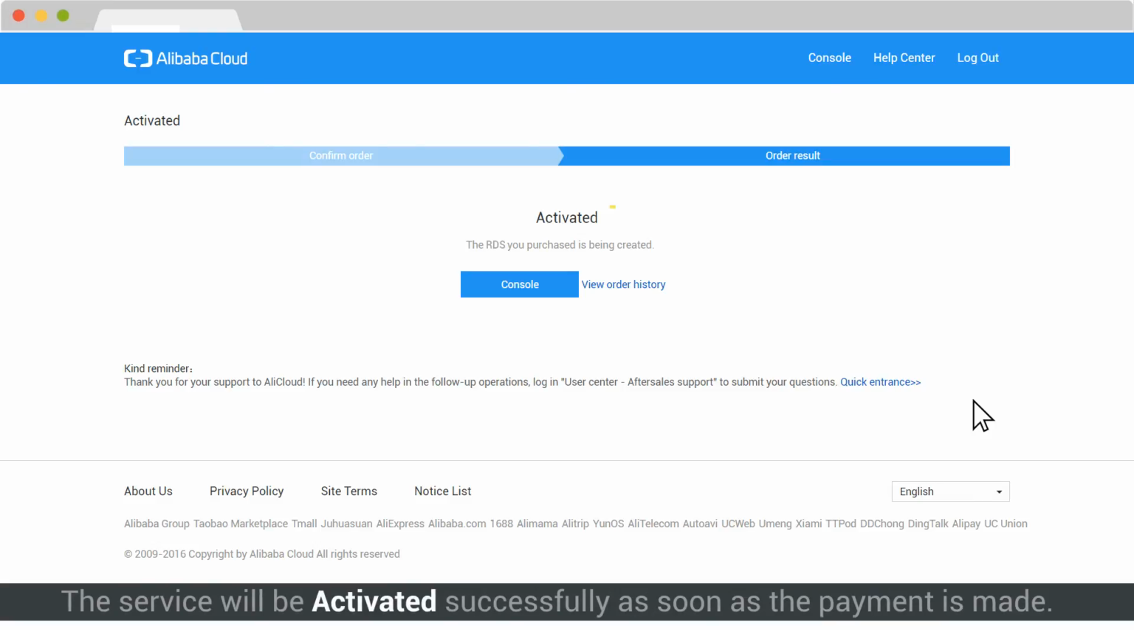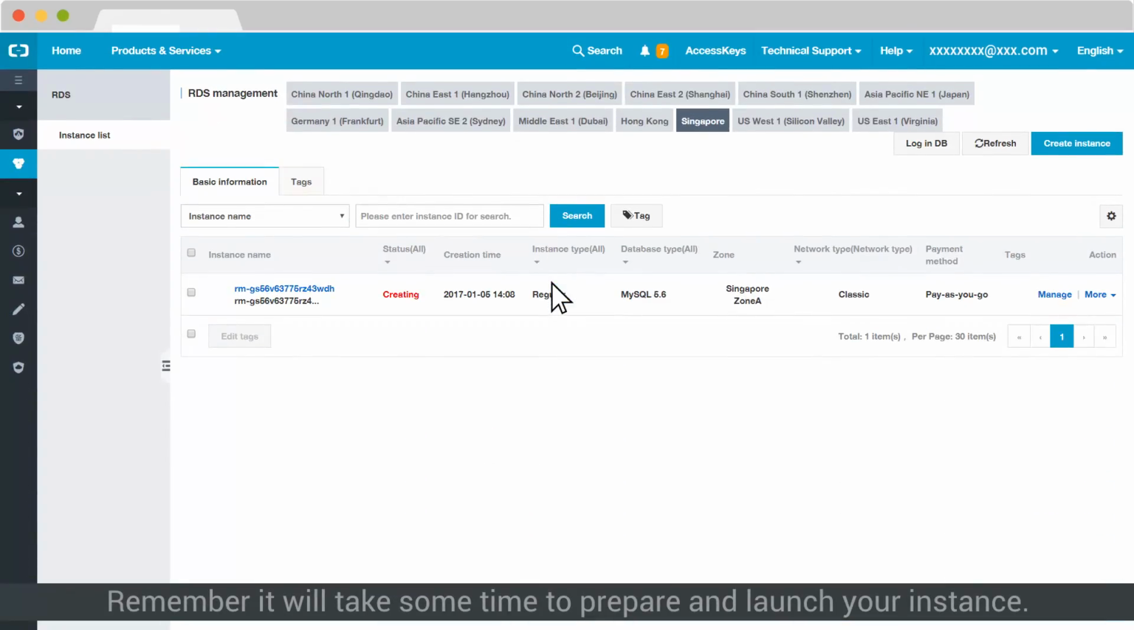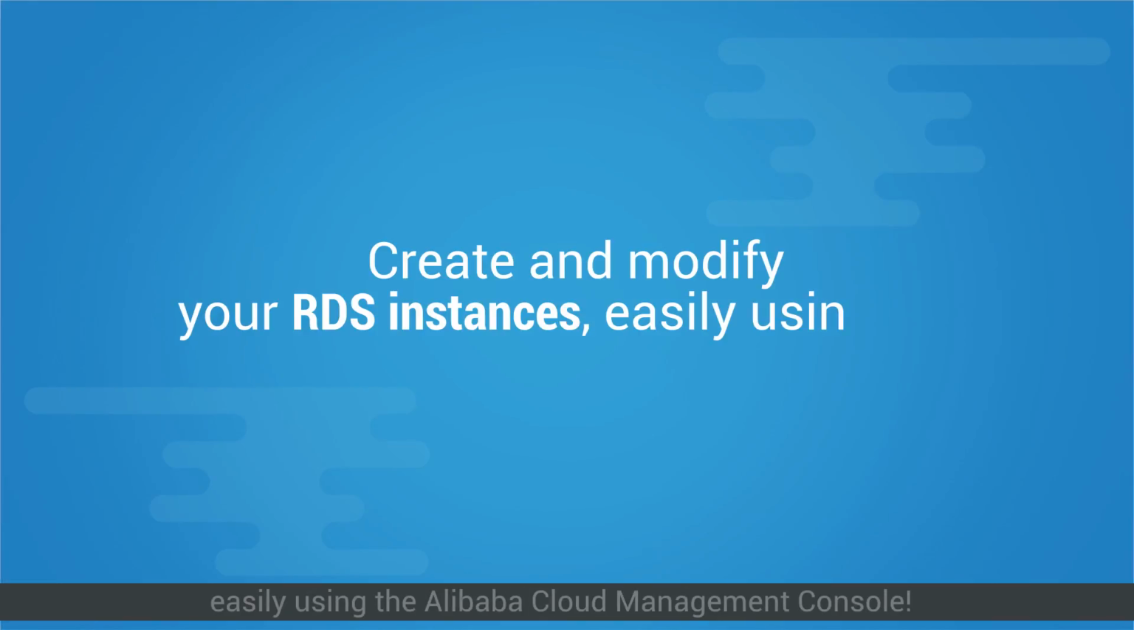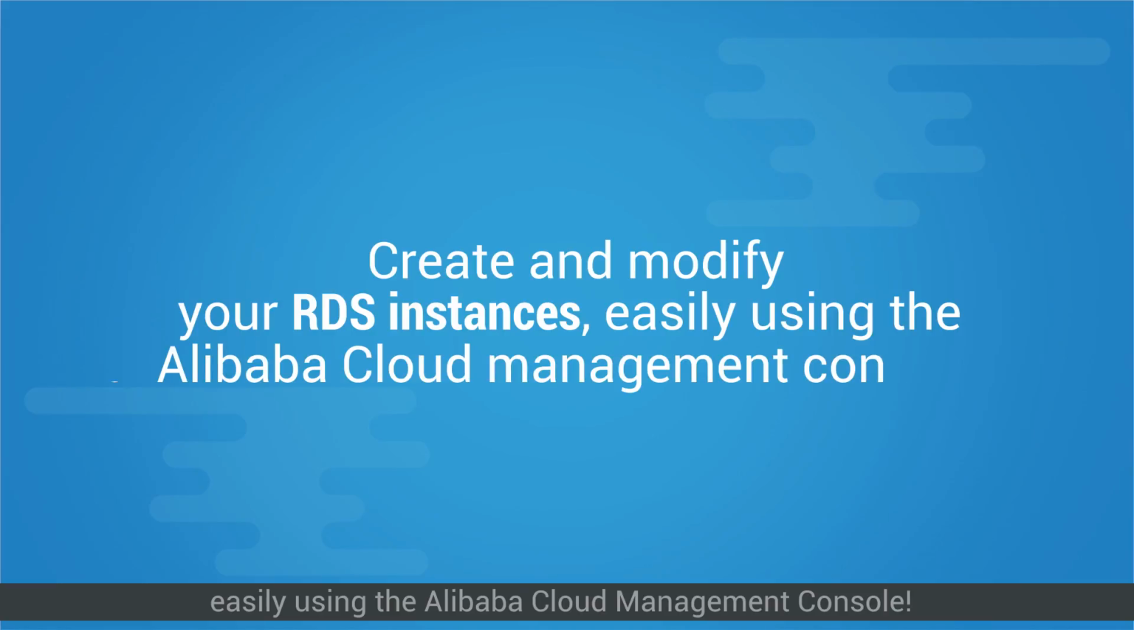The service will be activated successfully as soon as the payment is made. Remember, it will take some time to prepare and launch your instance. Once the state of the instance ticks over to running, you can manage it from the console. Create and modify your RDS instances easily using the Alibaba Cloud Management Console.